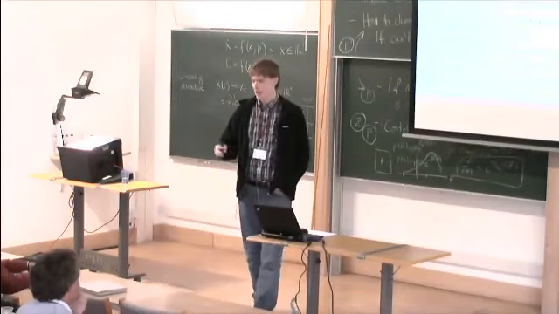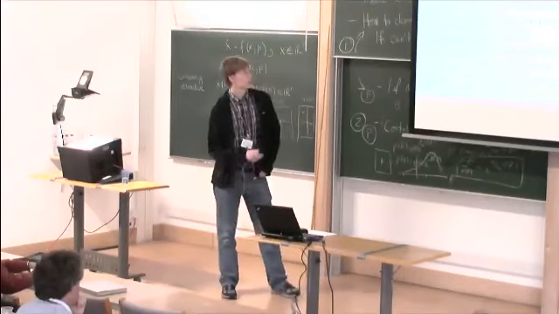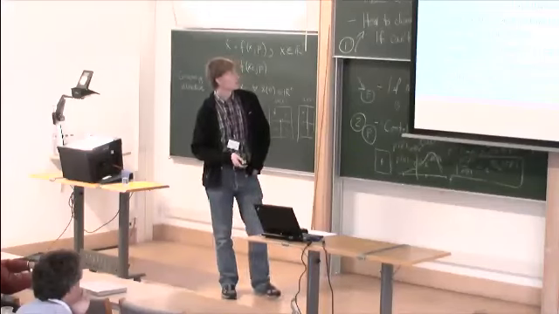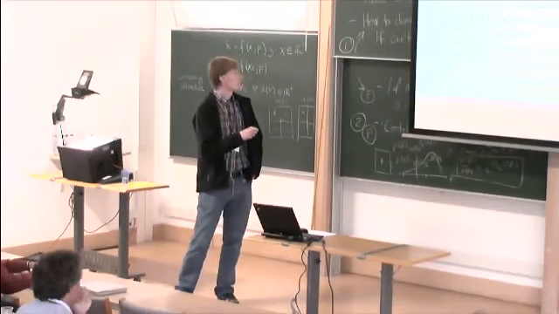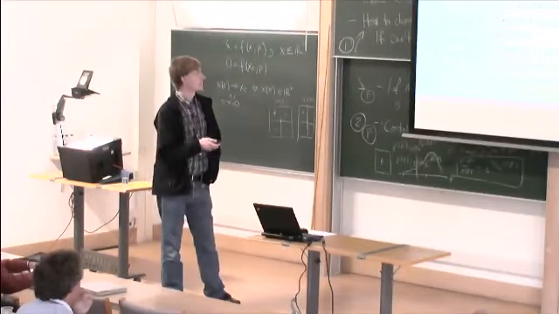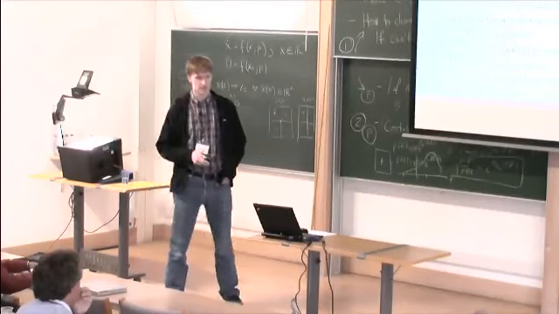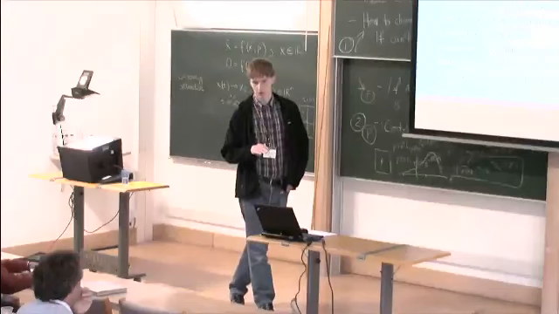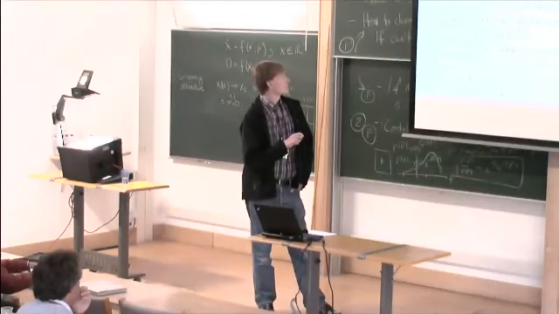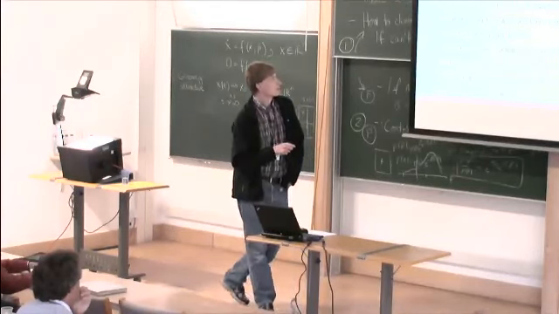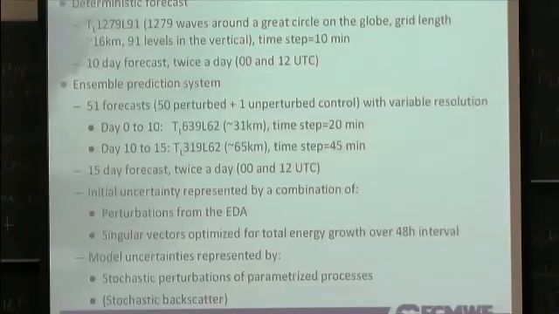Yeah, what are the main products at ECMWF? That's the deterministic forecast, and it's a T1279L91 forecast, and these cryptic numbers simply mean that you resolve 1279 waves around the great circle on the globe, and the L91 stands for 91 levels in the vertical. And the corresponding grid length for the spectral resolution is around 16 kilometers. And 10-day forecasts are started twice a day at 0 and 12 UTC.